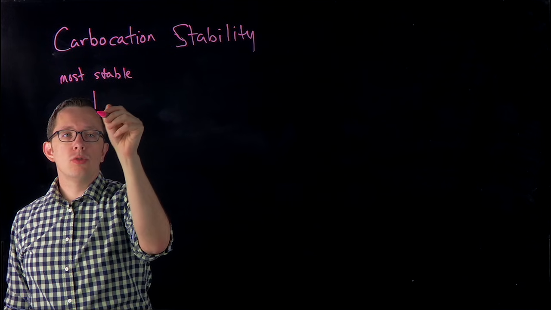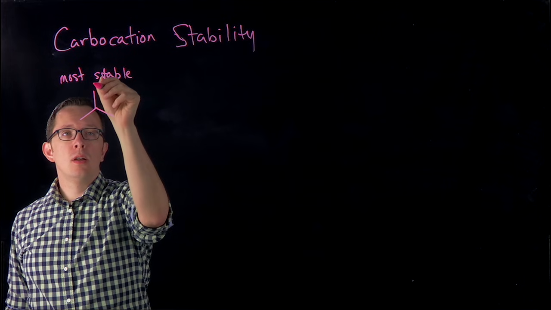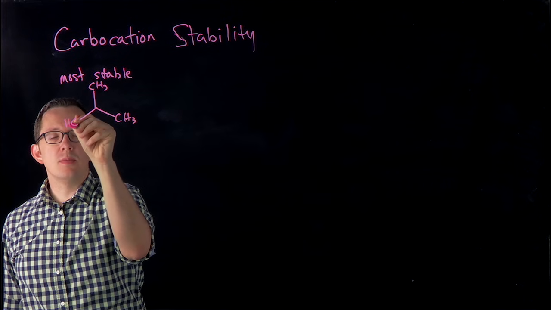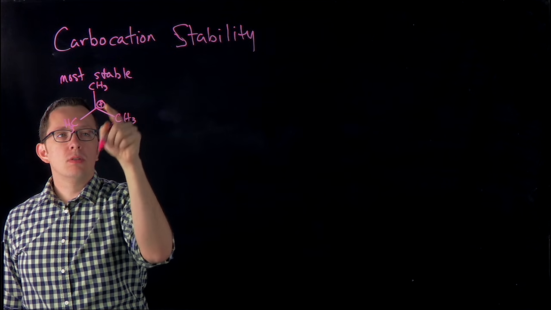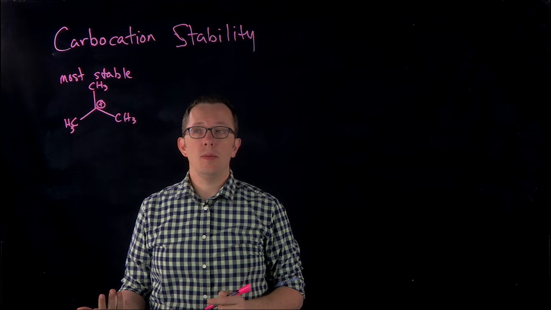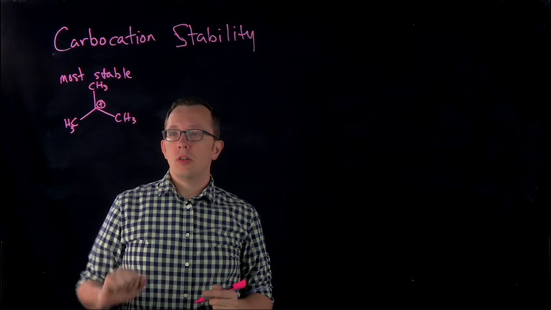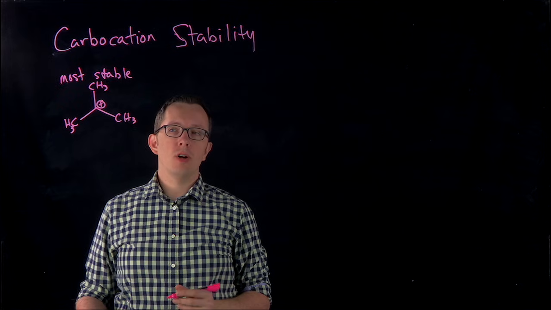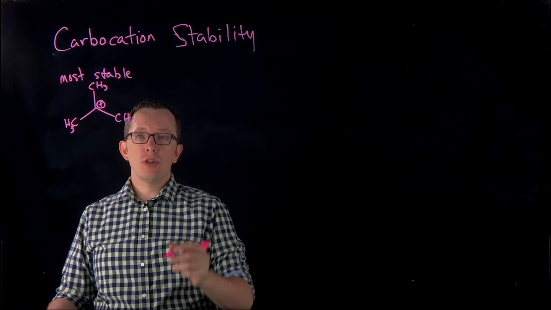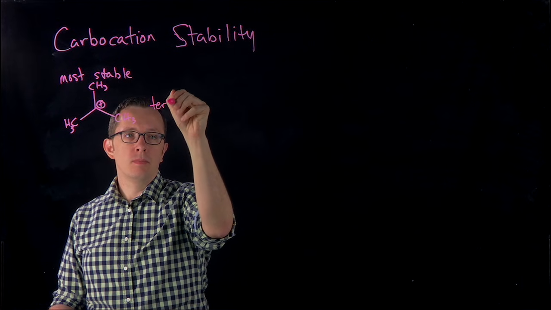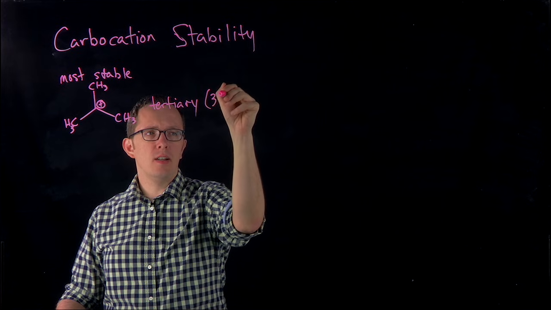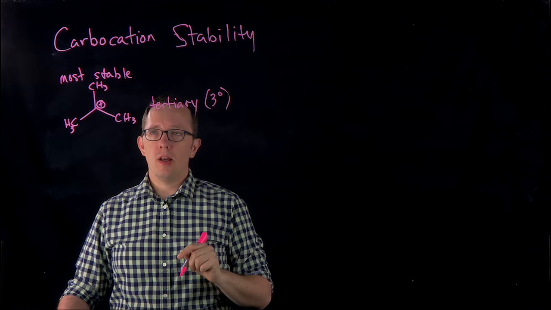So if we draw a highly substituted carbocation, I'm going to use methyl groups as my substituents. So we have a central carbocation here, and we have 3 carbon substituents around it. And so when we have a carbon with a formal positive charge, and it has 3 non-hydrogens around it, we call this a tertiary carbocation. And sometimes you'll see us abbreviate it as a 3rd degree carbocation.